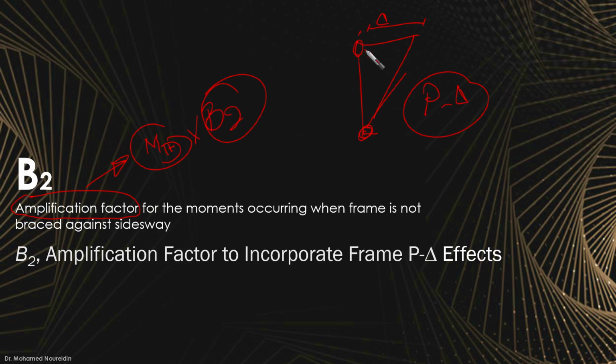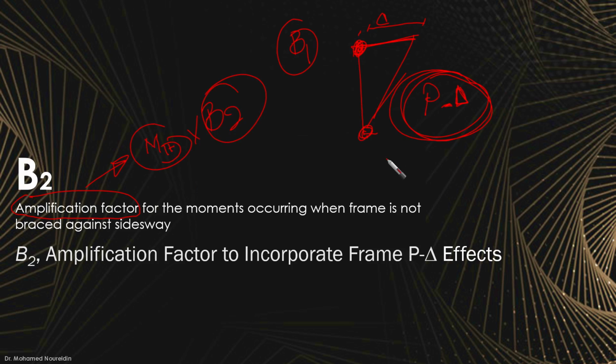If the two ends of the member are not going to move relative to one another, then we are going to use B1. But if there is lateral movement, then we are going to use B2, and in this case we are going to take into consideration the second or secondary moment called P delta or large delta effect.